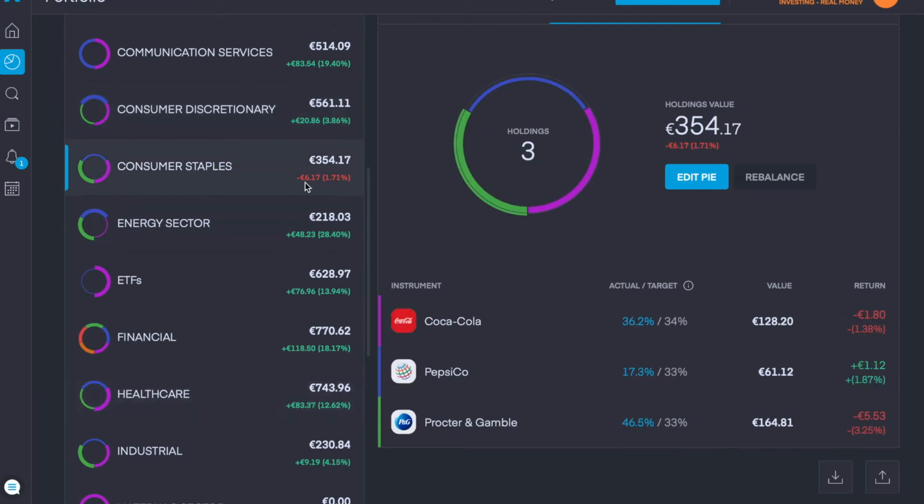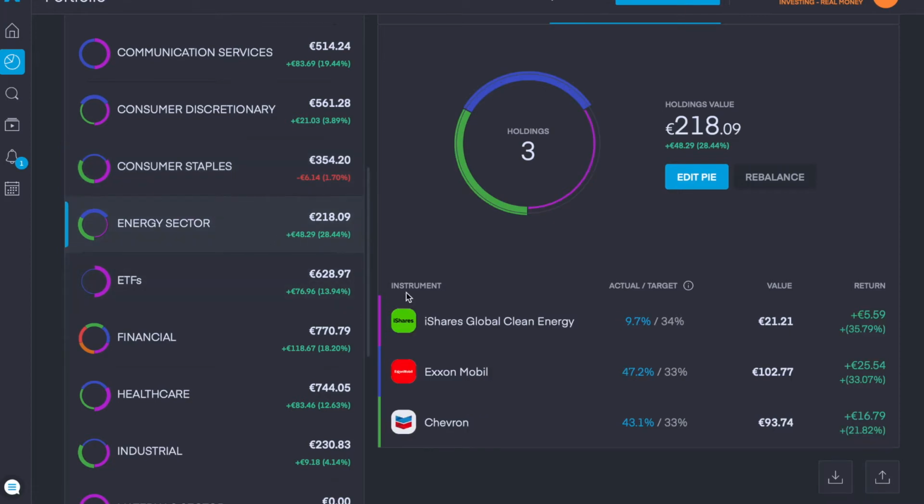The consumer staples pie is one that I can definitely dollar cost average in the coming days. Coca-Cola is down 1.38%, PepsiCo is up 1.8%, and P&G is down 3.25%. Energy sector is up 28.5%, 3 holdings here. iShares Global Clean Energy ETF is up 35.7%, ExxonMobil is up 33% and Chevron is up 21.8%.